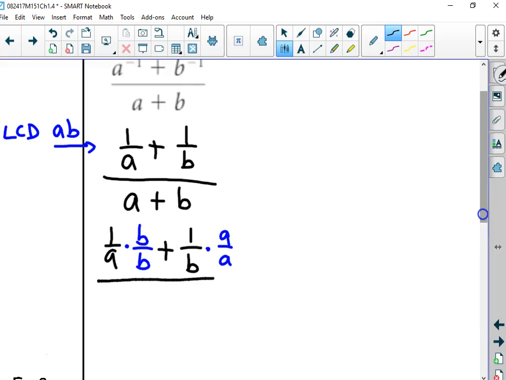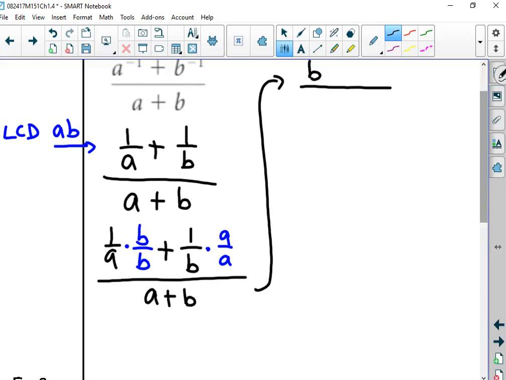I know my A's look a little bit like 9s. Okay, so we get B. My denominator in the numerator is AB. On the left-hand side, I get B. On the right-hand side, I get A. And that is all over A plus B.